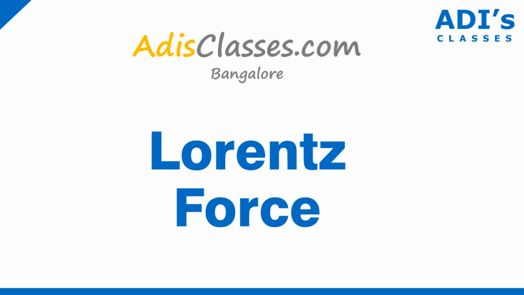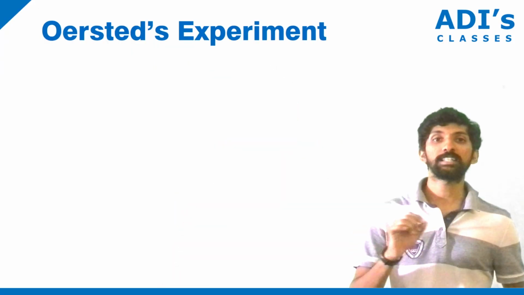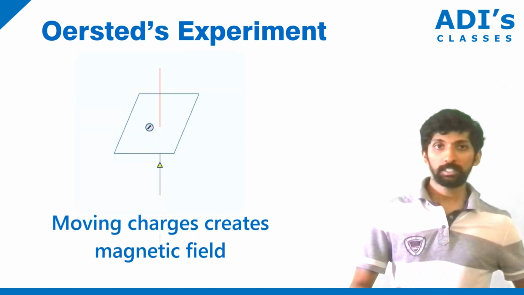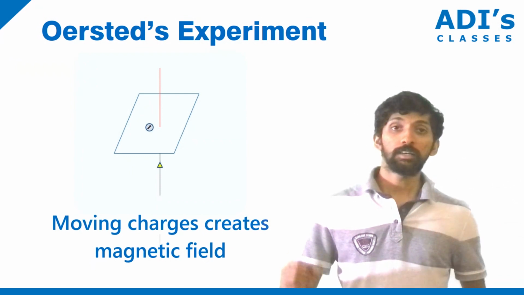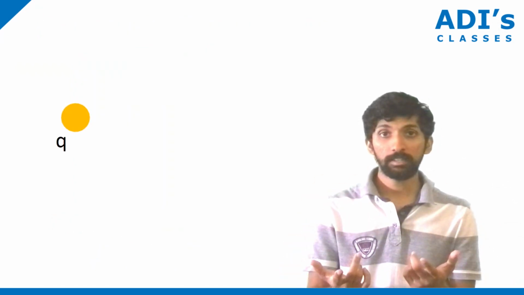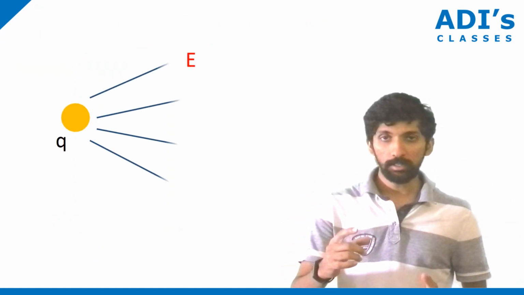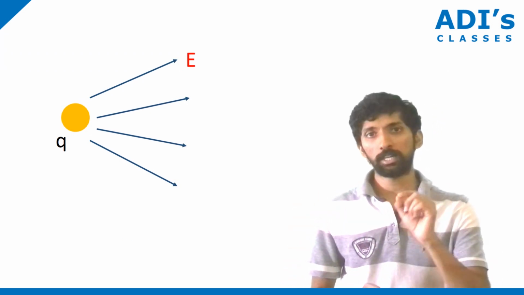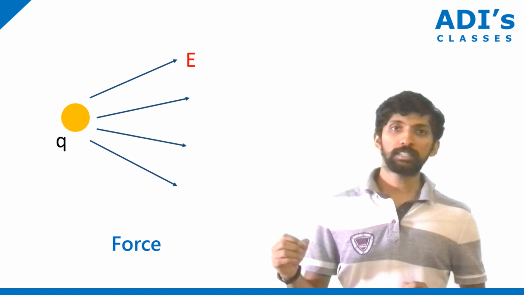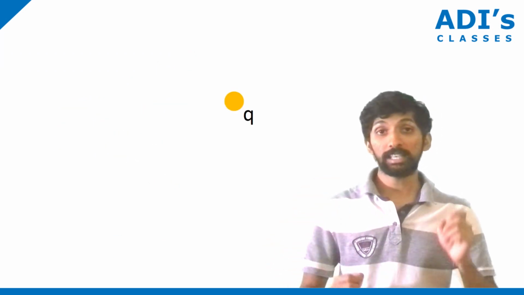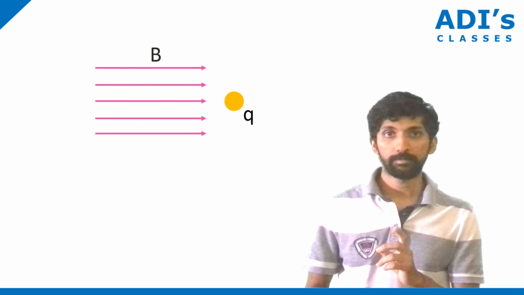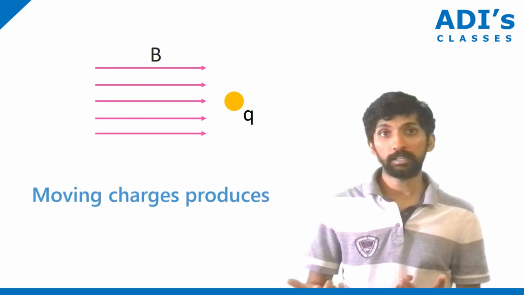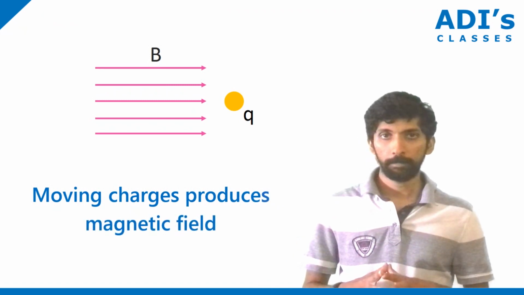So what we learned from Oersted's experiment was that moving charges create a magnetic field, correct? So this is what we have. Now then, what did we learn? We have a charge Q, and charge Q emits an electric field, right? So because of the electric field, a force is there, right? Then what did we learn? We have charge Q, and let's say the charge Q is in a magnetic field B, right? So moving charges produce a magnetic field. This is also something we have learned, right?